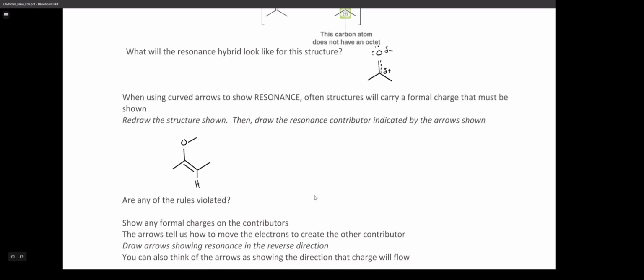So the structure shown looked like this. And it also showed these electrons coming here. Now, the arrow at the top initially looks bad because this carbon has got an octet, right? But this arrow is telling us we're going to move electrons away. So that's going to be acceptable. All right, so what is this going to give me?